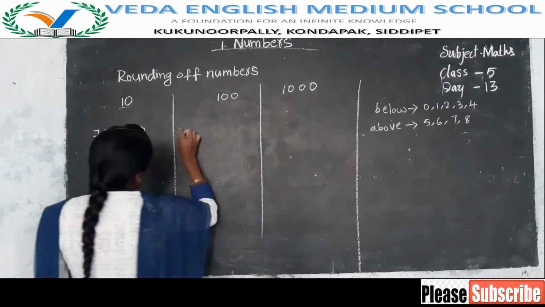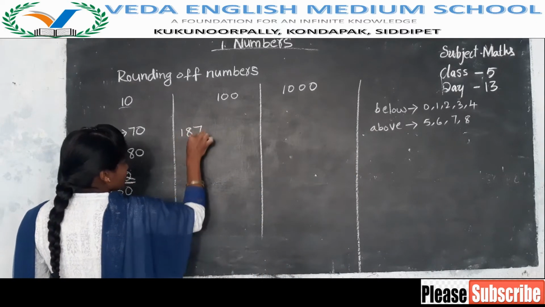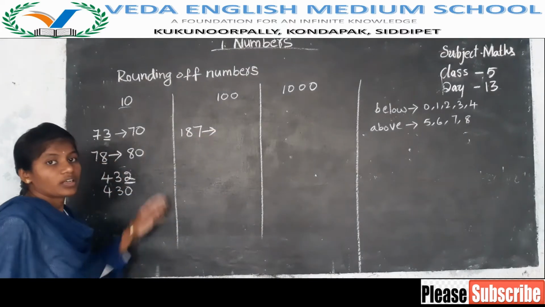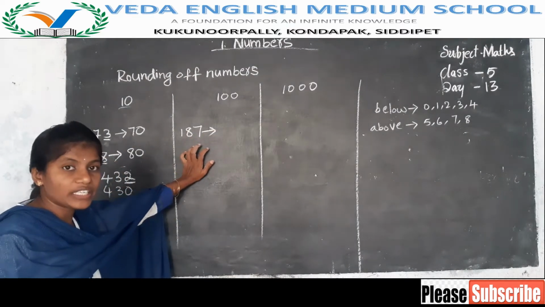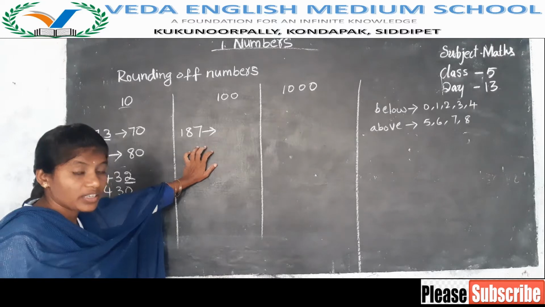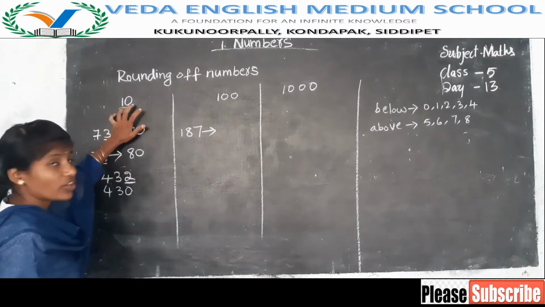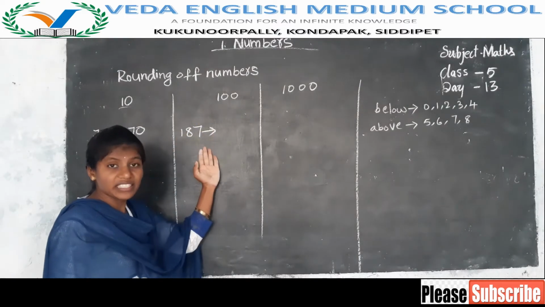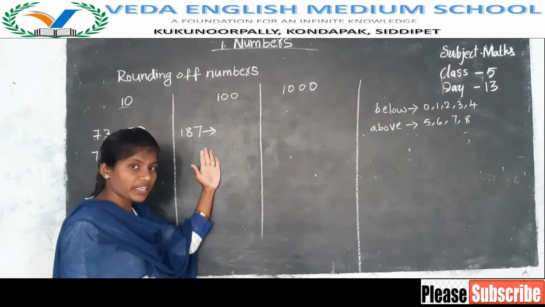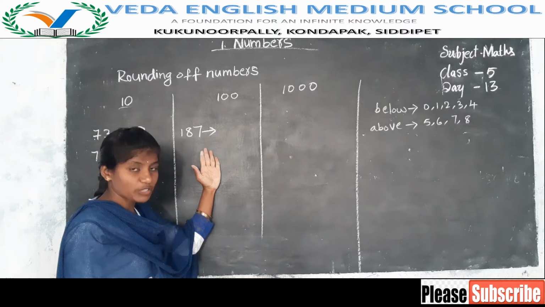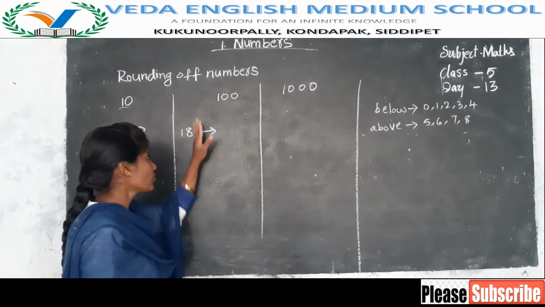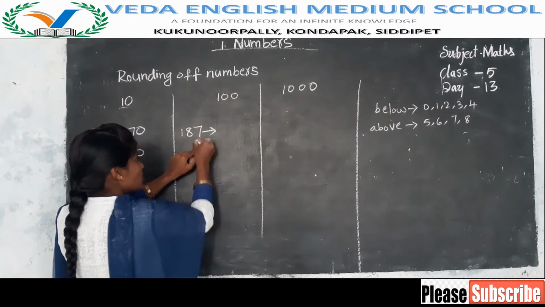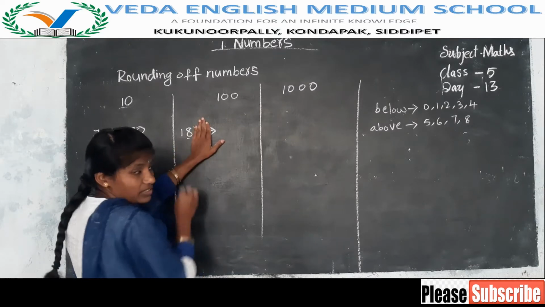For example, now round up this 187 to its nearest hundreds. Now here they said round up to the nearest hundreds, so which place do we check? The tens place, before place. Leave the ones place and check the tens place.